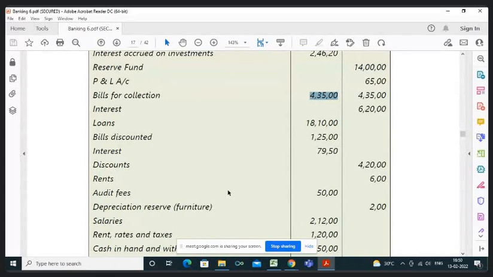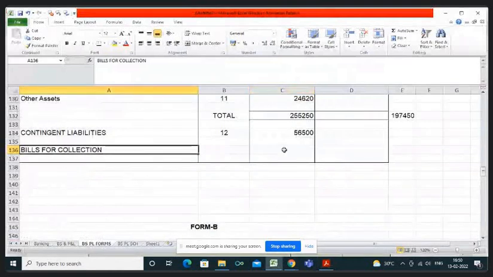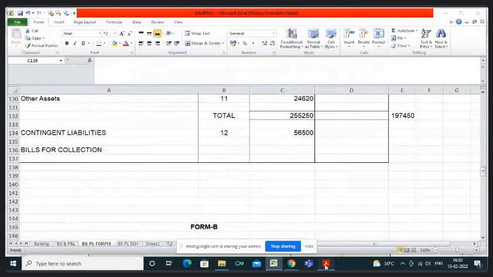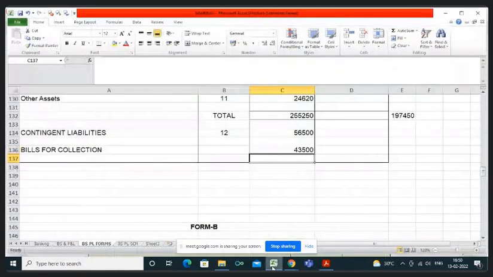43,500 is the bills for collection account. We'll take it to the face of the balance sheet itself. There we will have bills for collection, separate line item, 43,500.